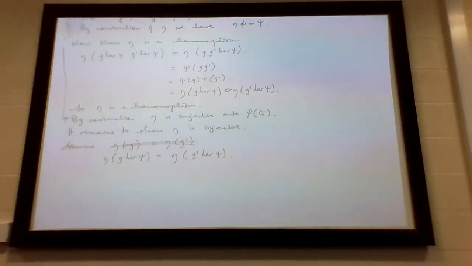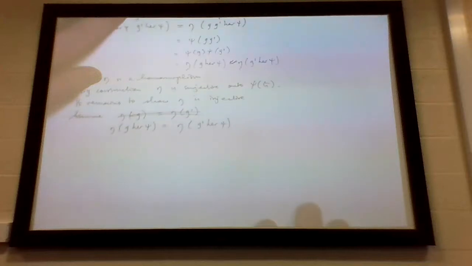It remains. Just a comment on where we're at in the group. It remains to show that eta is injective, because we want to show that eta is an isomorphism. We know it's a homomorphism.